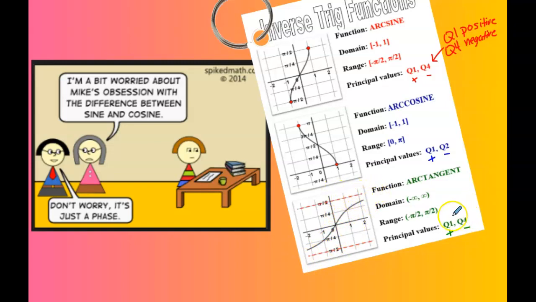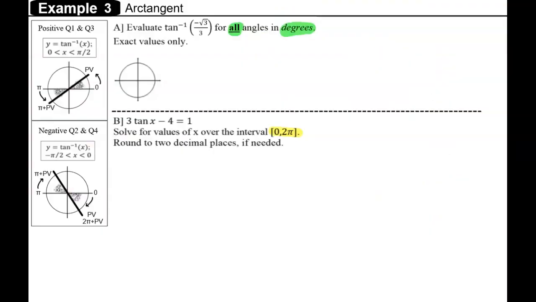And our principal values in quadrant 1, that's going from 0 to this asymptote at pi over 2, those are positive principal values. And then from 0 to negative pi over 2, that's quadrant 4 on the unit circle, and those are negative principal values. So let's go ahead and apply these principal values to some examples.